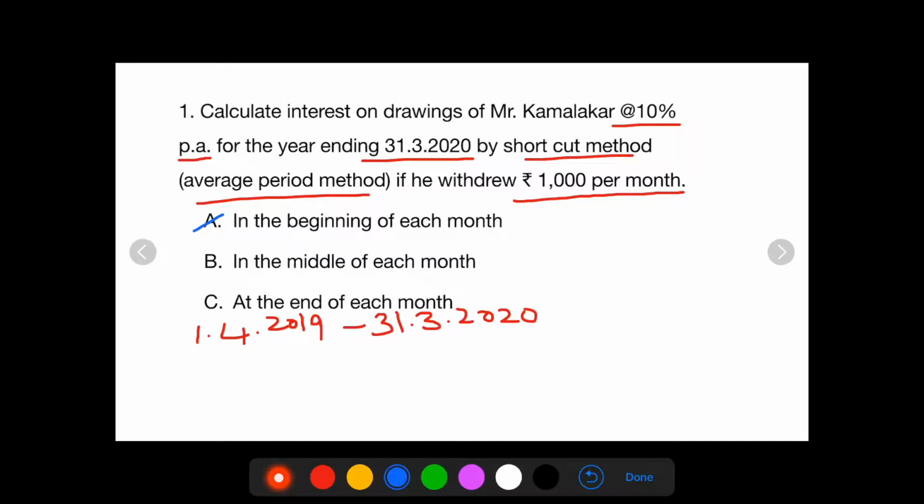The first scenario is the withdrawal happens in the beginning of each month. The second scenario is in the middle of each month, and the third scenario is at the end of each month. For all three scenarios, the withdrawal amount remains the same. Only the date of withdrawal is changing. The amount is the same. I will show you how to work out the problem now.